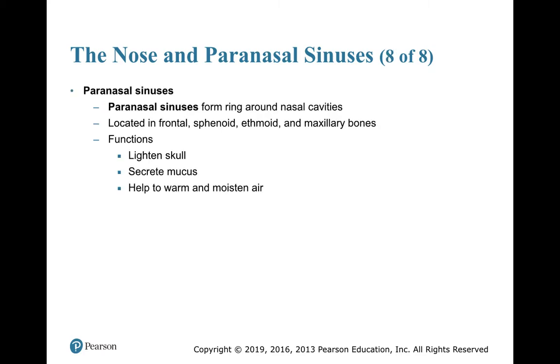The paranasal sinuses are going to form a ring around the nasal cavity. They're located in the frontal, sphenoid, ethmoid, and maxillary bones. We've talked about them before, especially about lightening the skull when we talked about the skeleton. But they also secrete mucus, and that's going to help warm and moisten the air.